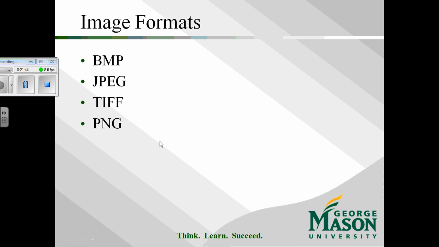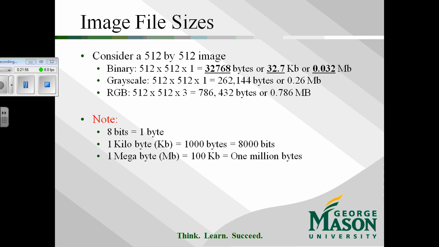Okay, and we can actually use several different image formats. There's bitmaps, JPEGs, TIFF files, and PNGs. And again, which type of image you use, there's going to be a different file size. If you do a binary or black and white, really small files, 0.032 megabytes, it's nothing. All the way up to 0.786 megabytes for an RGB, and that's just a 512 by 512 image. That's counting the number of pixels across and the number of pixels down.